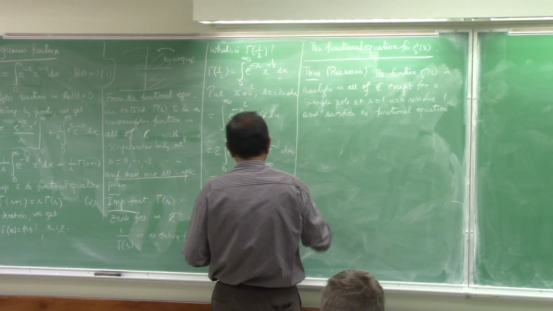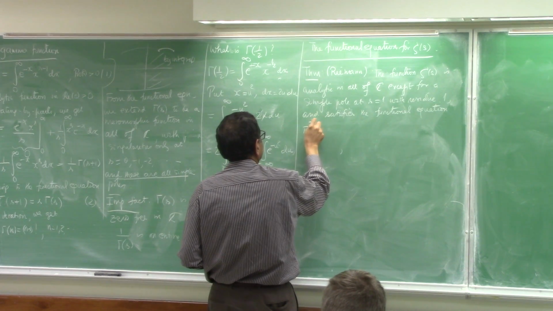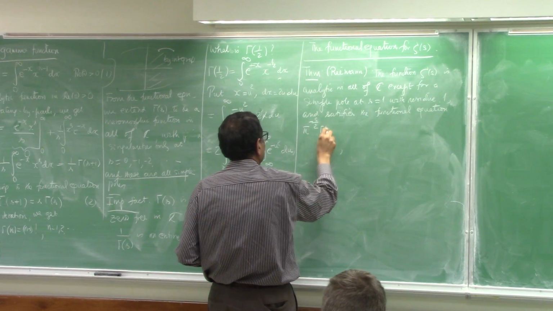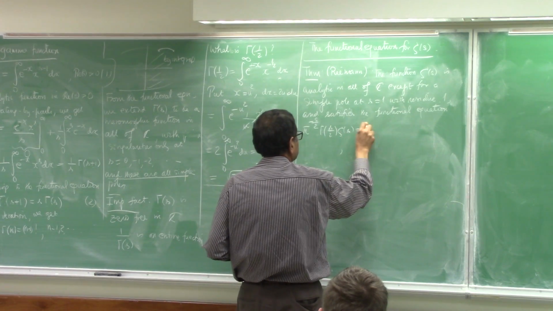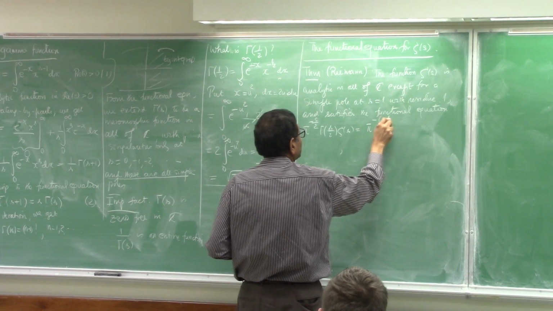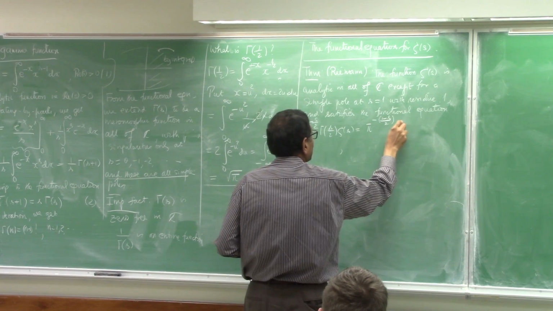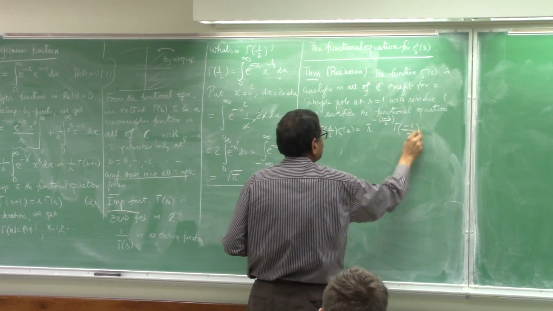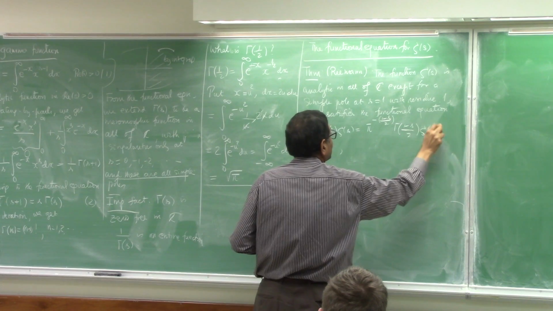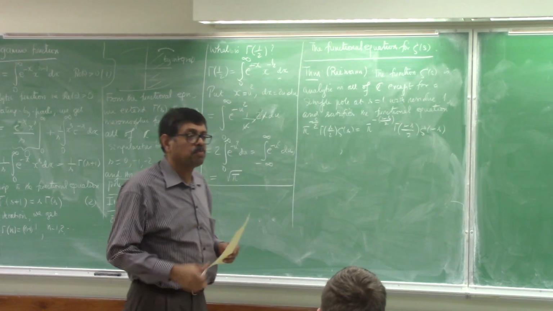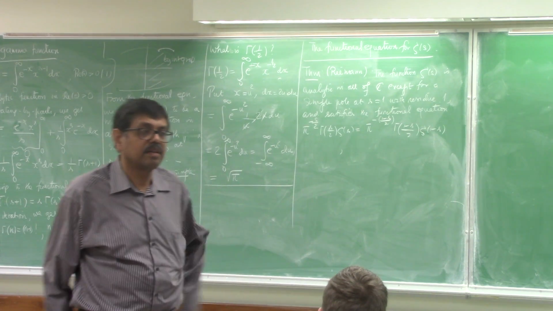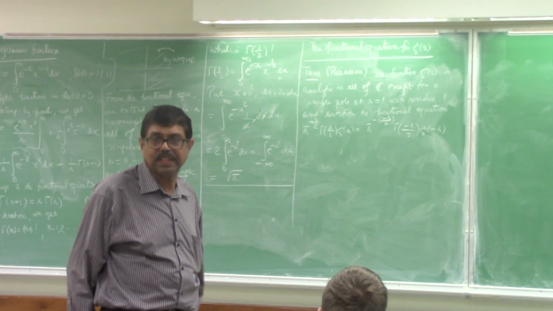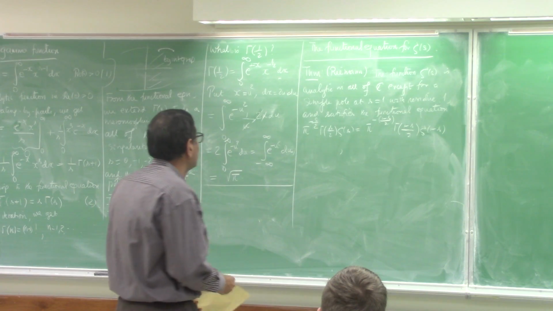Here's the functional equation: pi to the minus s over 2, gamma of s over 2, zeta of s is equal to pi to the minus (1 minus s) over 2, gamma of (1 minus s) over 2, zeta of 1 minus s. So this product is symmetric, it is invariant as s goes to 1 minus s. Okay, so that's what this is.